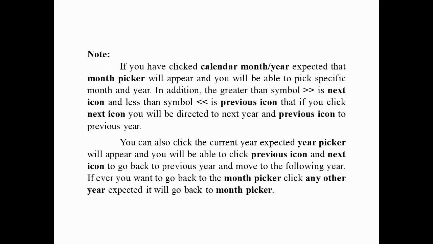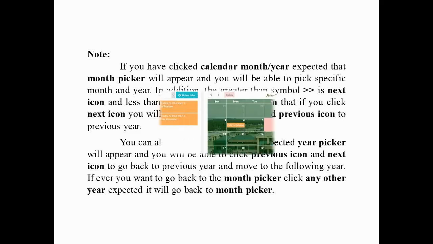You can also click the current year. Expected year picker will appear and you will be able to click previous icon and next icon to go back to previous year and move to the following year. If ever you want to go back to the month picker, click any other year. Expected it will go back to month picker.